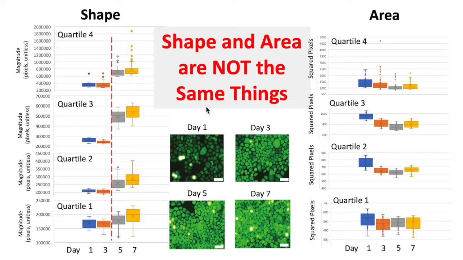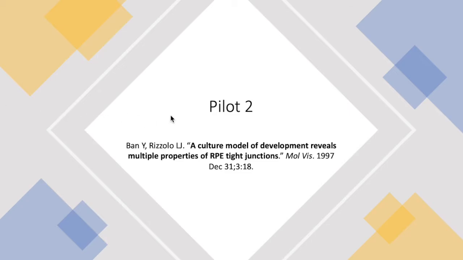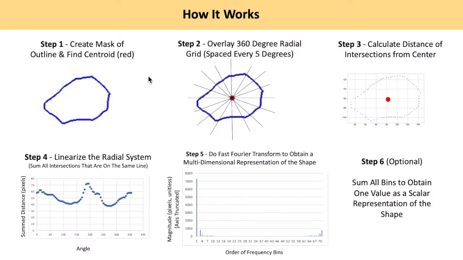This shows that shape and area are not the same things. Moving on to our second pilot project, we analyzed images from a study on retinal pigmented epithelial cells from chick embryos. But for this study, we intentionally used the radial grid system to show that there is an alternative to the parallel grid system.